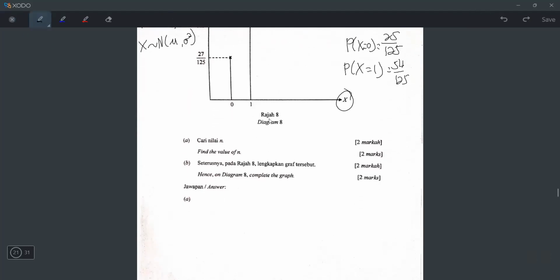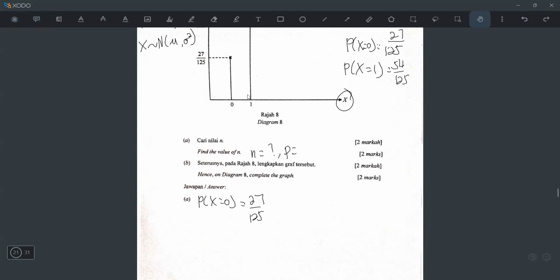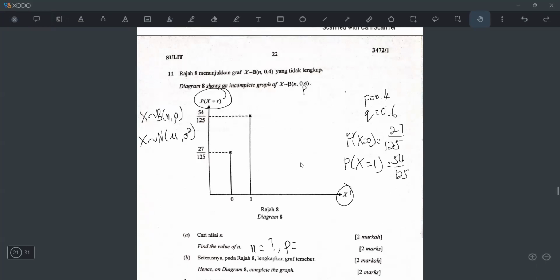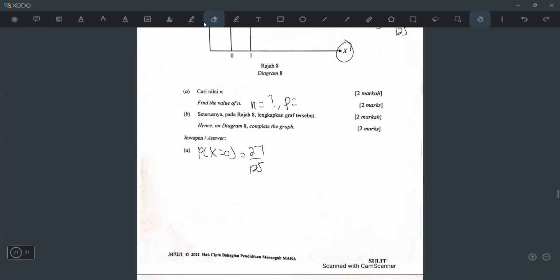So where should I write this? Let's write it here. P(X = 0) equals 27 over 125. Sorry, careless, 27 over 125. And I don't know my n, because they want us to find it. But my p, I know just now already, but I forgot: 0.4. So p is 0.4, q is 0.6.